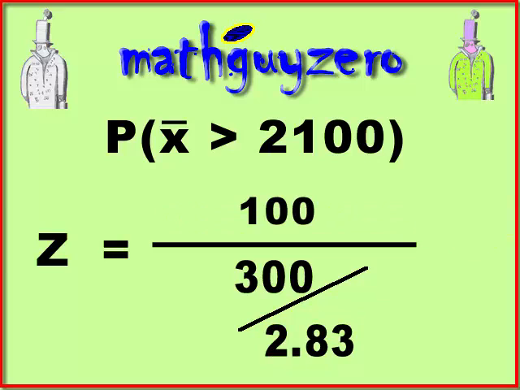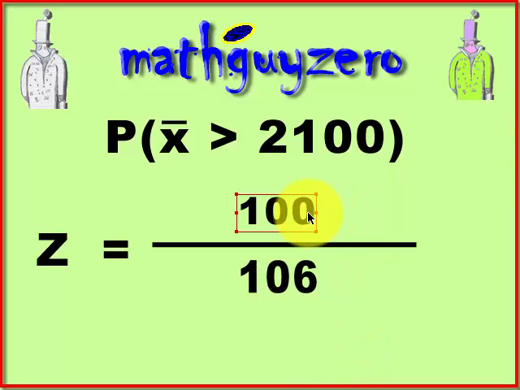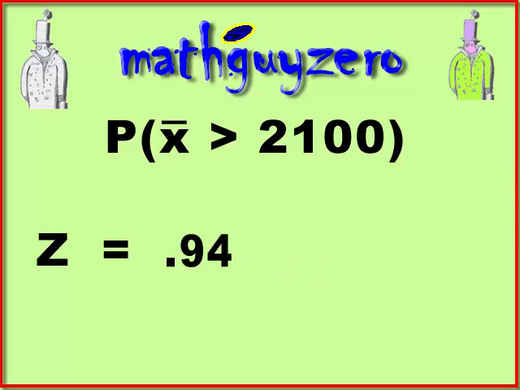So the numerator is 100. The square root of 8 is roughly 2.83. I suggest you do that with a calculator. You could probably do it in Excel, but it's just easier with a calculator. So 300 divided by 2.83 is roughly 106, and 100 divided by 106 is 0.94. So we got a z-score of 0.94.